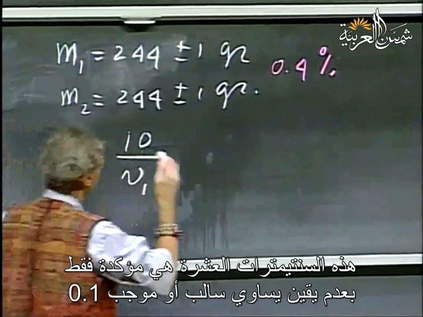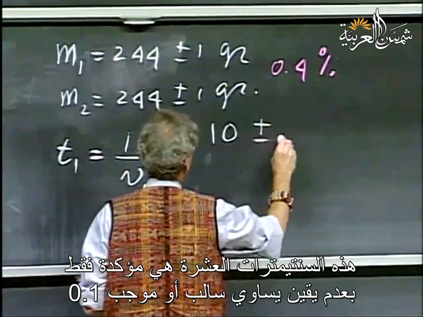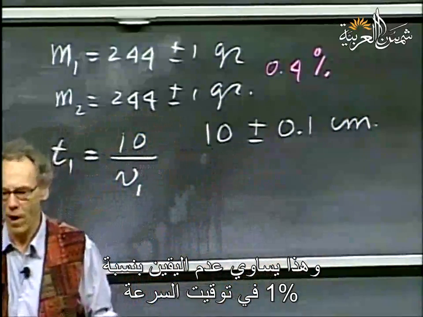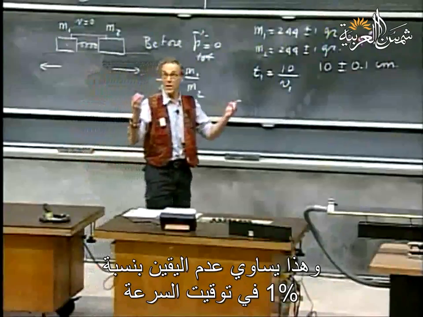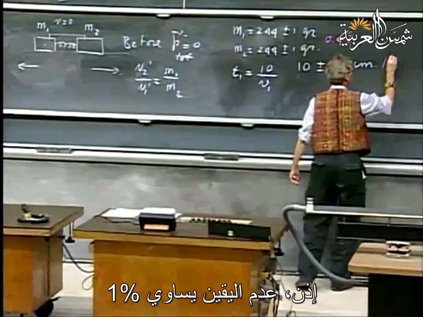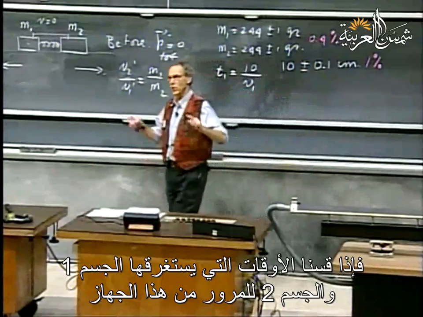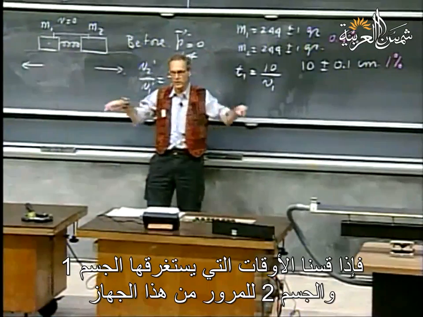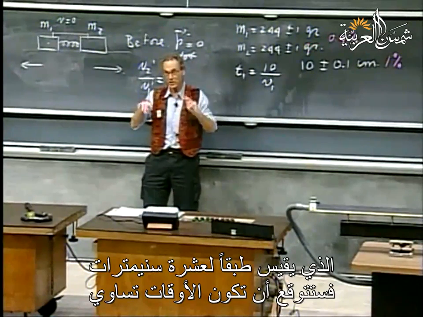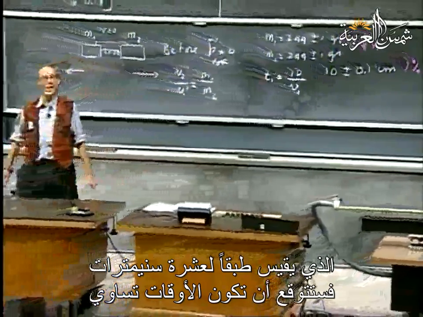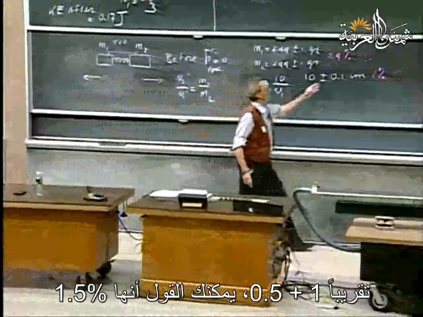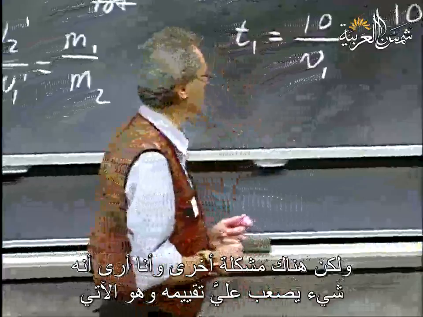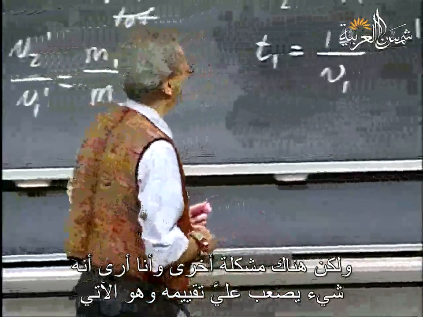Now, the 10 centimeters is really only known to an accuracy of about 1 millimeter. So that is an uncertainty of 1% in my timing, in my velocity. So this is a 1% uncertainty. So if we measure the times that object number 1 and object number 2 will go through this timing device, a measurement of 10 centimeters, you would expect the times to be the same to within roughly 1 plus 0.5, say 1.5%.